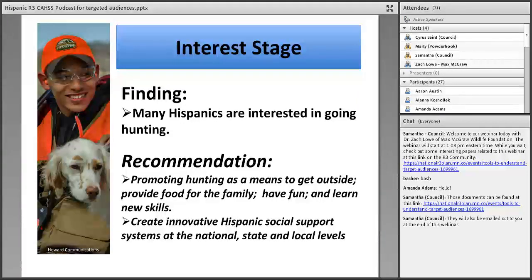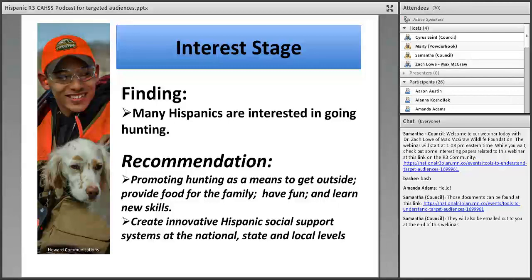Again, at the interest stage, one of the findings is that many Hispanics are interested in going hunting. So not only did the Hispanics we interviewed state a high degree of interest, they also thought that now that they had become hunters, this was an activity that would likely be very, very appealing to other Hispanics as well.